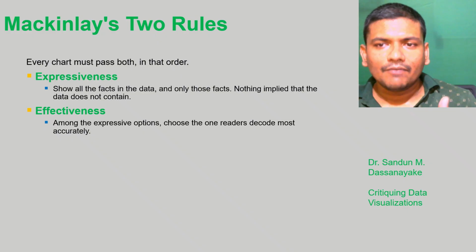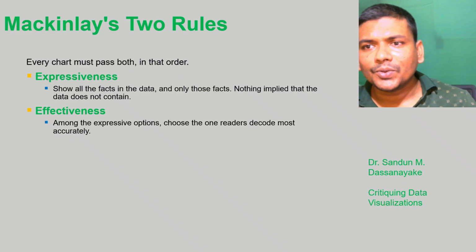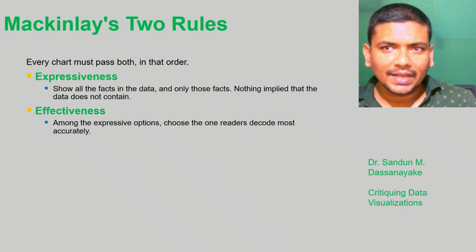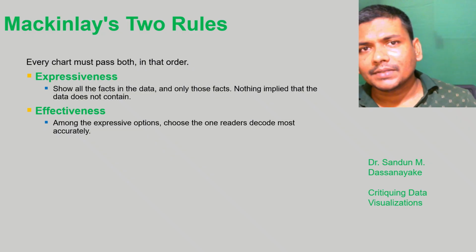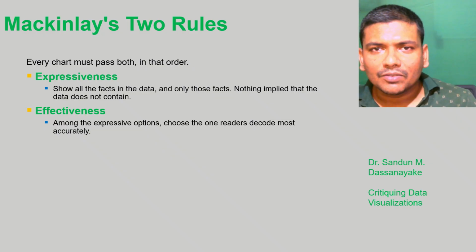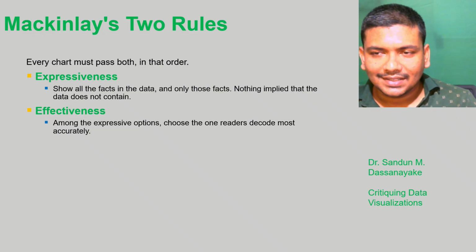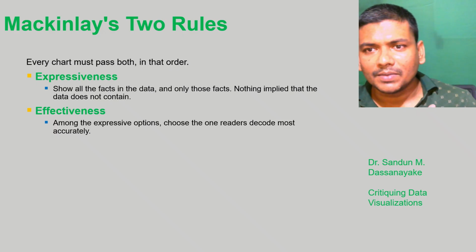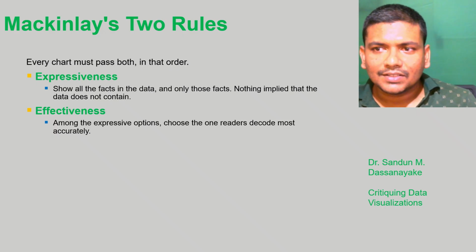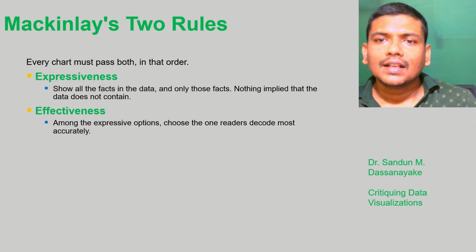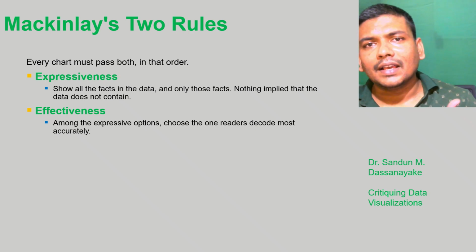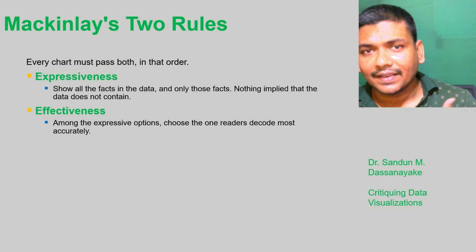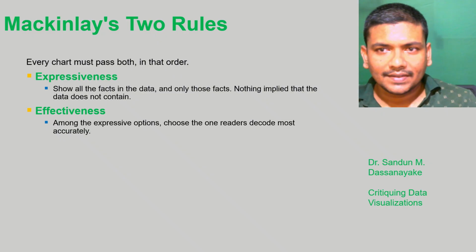Jock Mackinlay was trying to get a computer to design charts automatically, which forced him to write down what humans do by instinct. He landed on two criteria, and the order matters enormously. Expressiveness is a truth condition. Does the chart say what the data says, no more and no less?